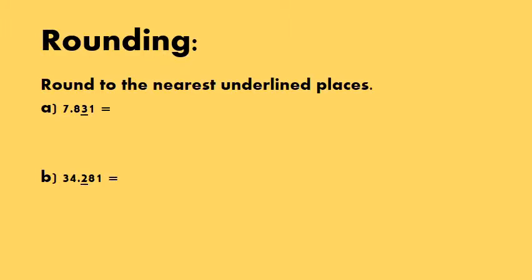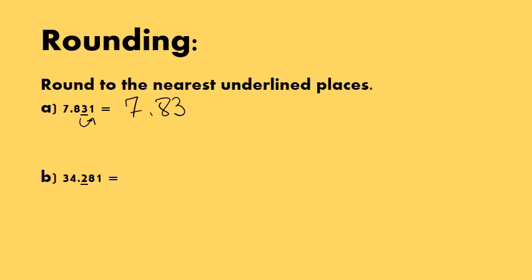Okay, so part A. The 3 is the rounding place. The 1 to its right is less than 5. This is 7.83. We put in the last 0. So 7.83, because 1 is less than 5.